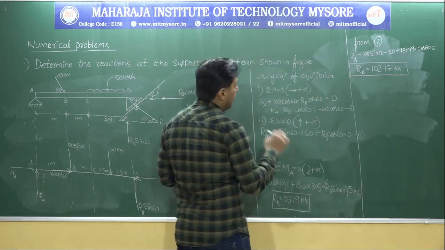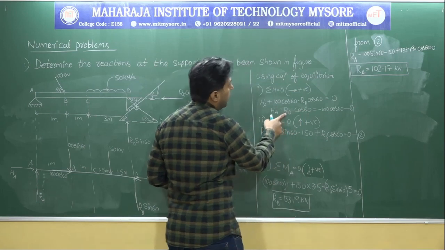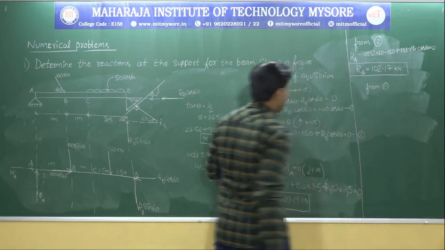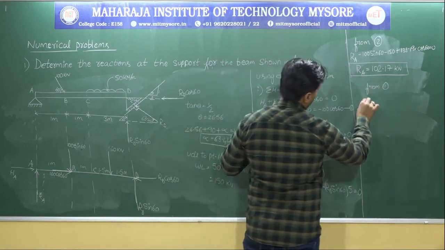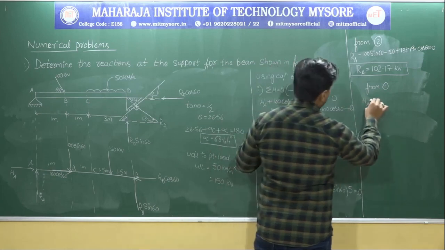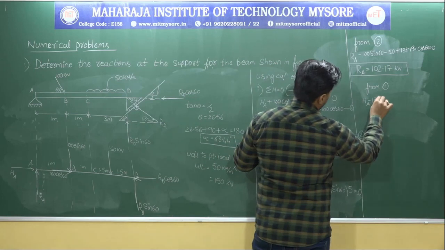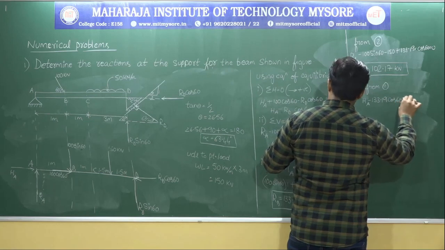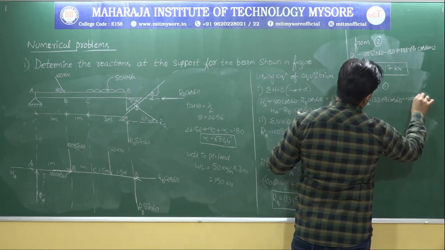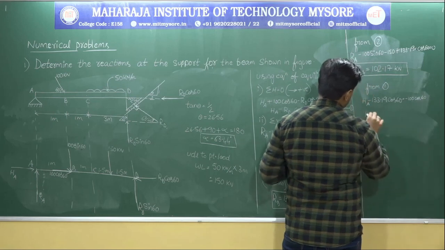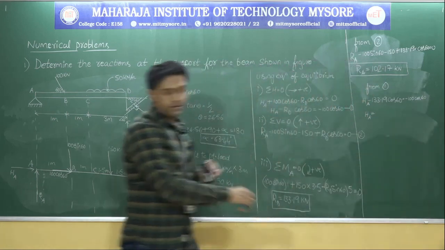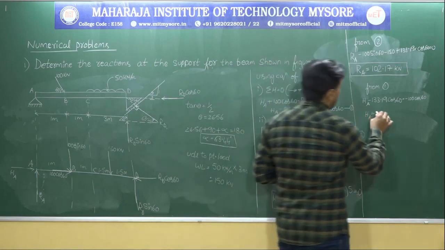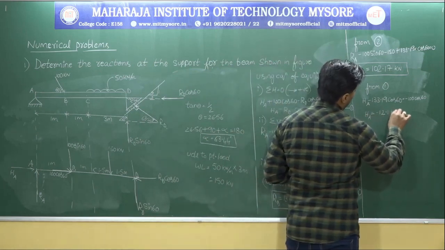Now substituting the value of RD in equation 1. So from equation 1, now HA I need to calculate. Minus RD value, already we know it. It's 133.19 into cos 60 is equal to minus 100 cos 60. So after solving this, the value of HA that we are getting here is minus 12.1 kilonewton.